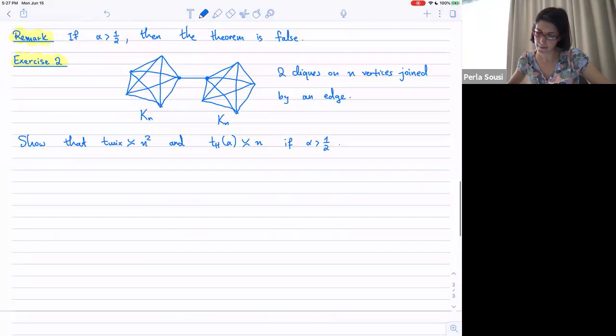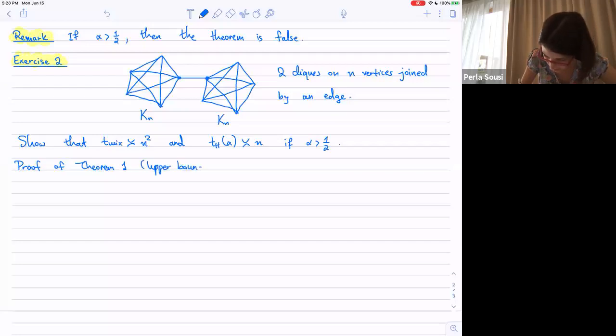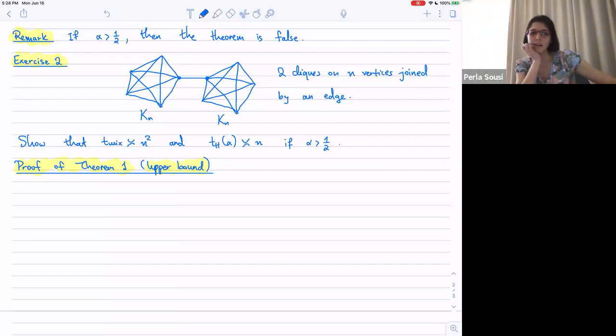Okay, so now I'm going to start talking about the proof of the theorem. Theorem one, upper bound. Okay, so as I said before, I'm not going to present the whole proof. I'll just leave some technical parts. But the first thing I need to do, Perla?